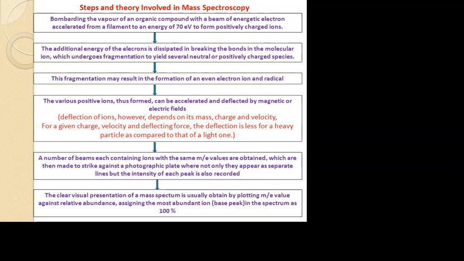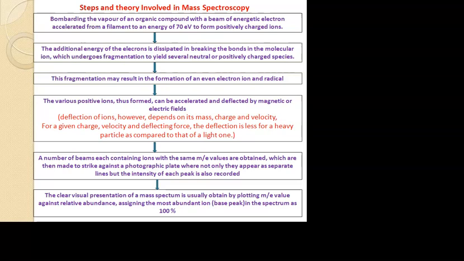The first step involves bombardment of charged electrons, specifically having energy of 70 electron volts. After bombardment, the additional energy of the electrons is dissipated in breaking the bonds in the molecular ion, which undergoes fragmentation to give several neutral or positively charged species. These fragments may result in the formation of an even electron ion or a radical.